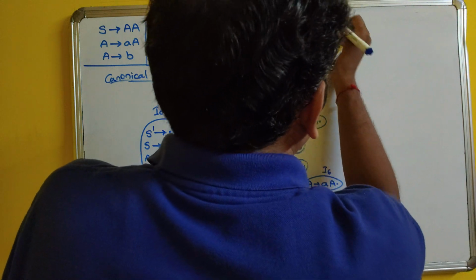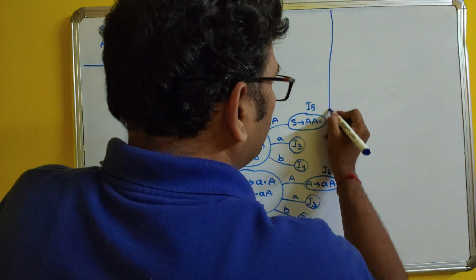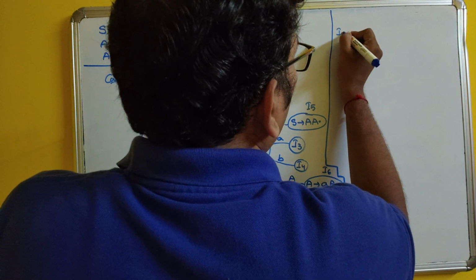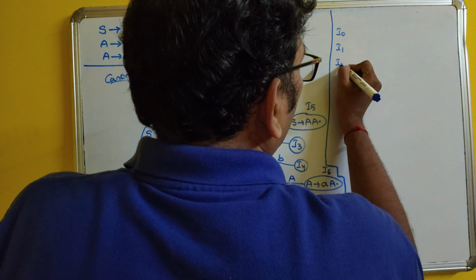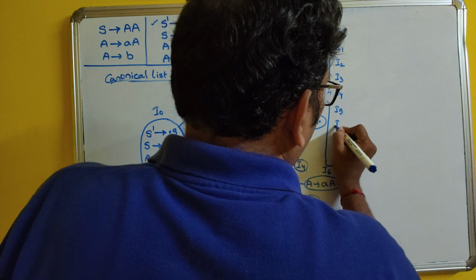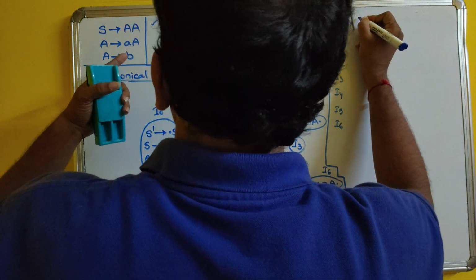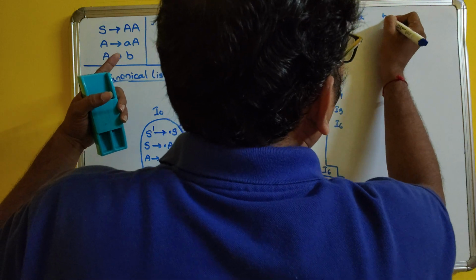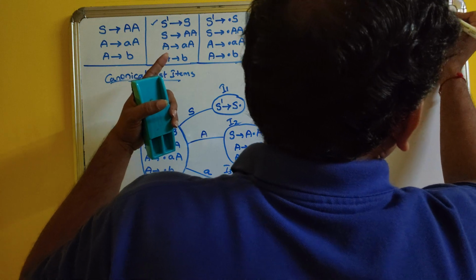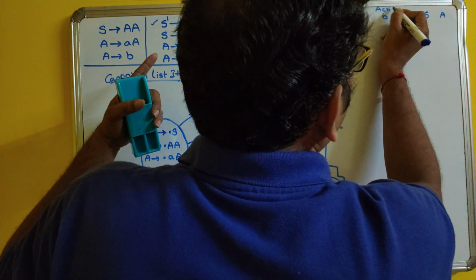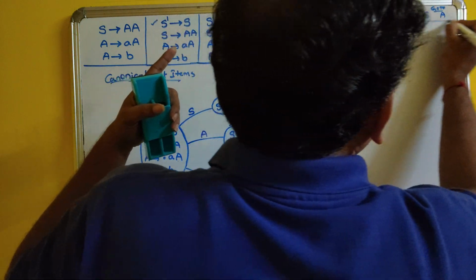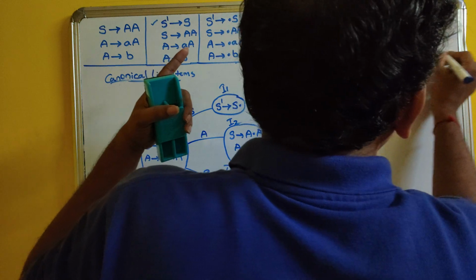I'll write here. So rows are states: I0, I1, I2, I3, I4, I5 and I6. And columns are actions and go to. Actions are terminals: a, b, dollar. So these are the actions, and this is the go to. And now you can create the parsing table.